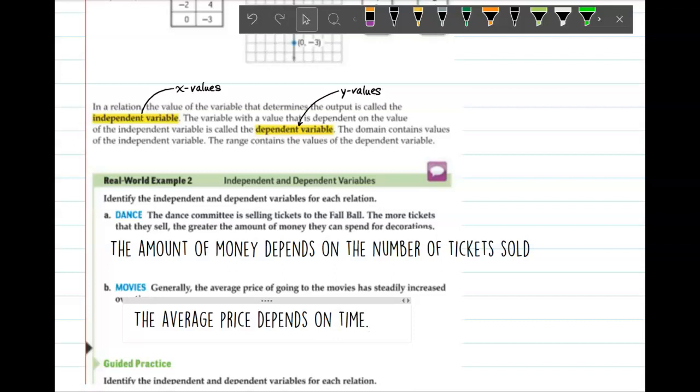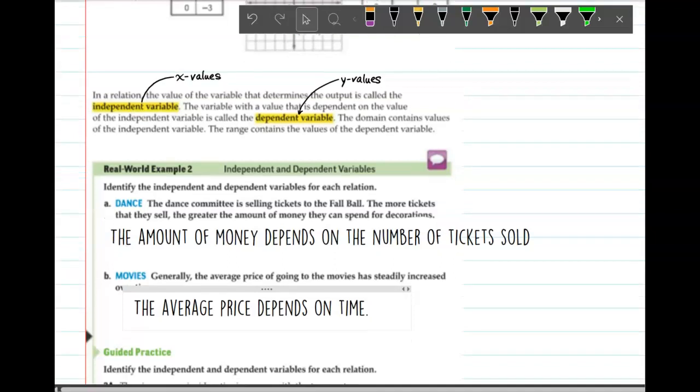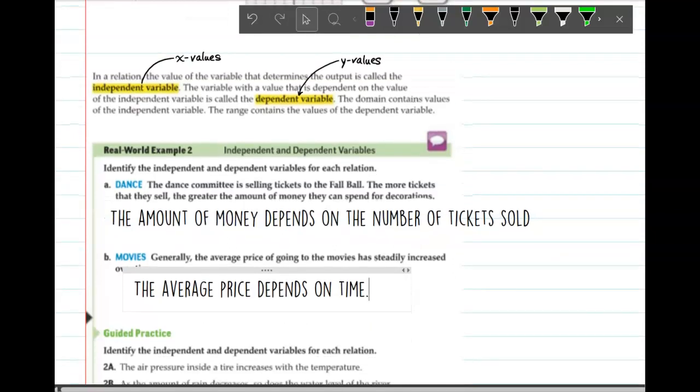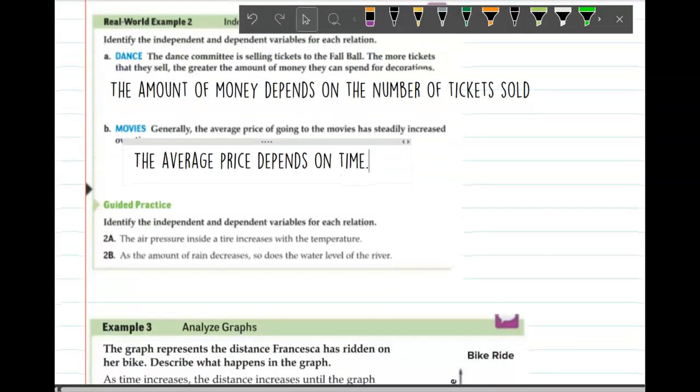Okay? You cannot control time. Time is always independent. The amount that it costs to go to a movie depends on time. You cannot do it in reverse. You cannot say that time depends on the average price. All right.